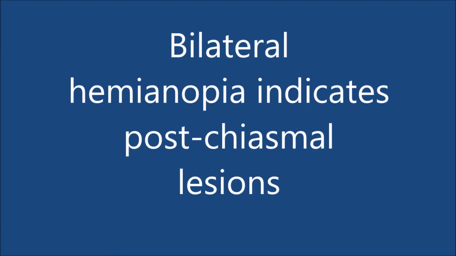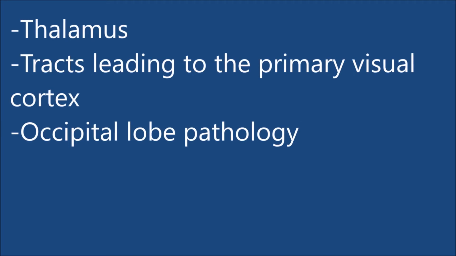Visual defects in both eyes, such as a bilateral hemianopia, will indicate lesions behind the optic chiasm, such as the thalamus or the optic radiations leading to the primary visual cortex, or perhaps an occipital lobe pathology itself, which may be secondary to a stroke.